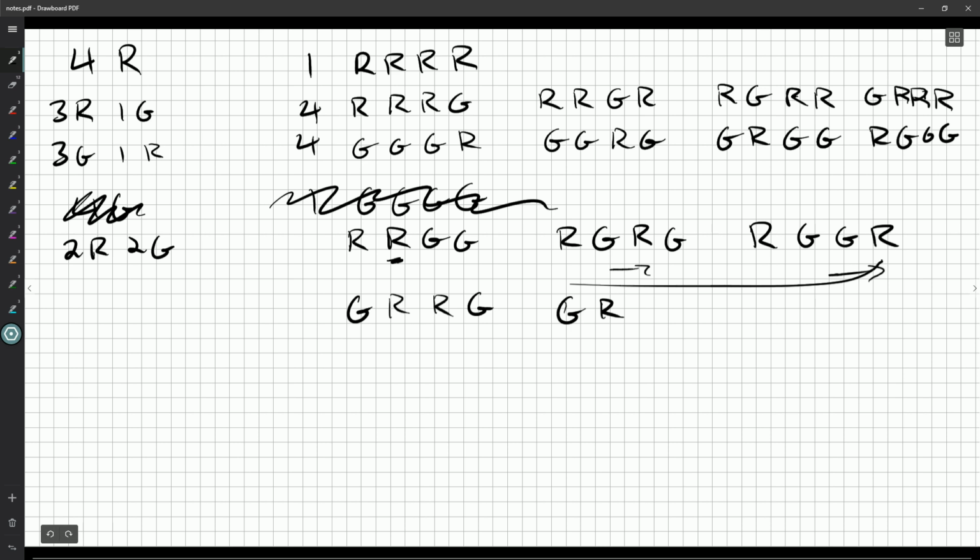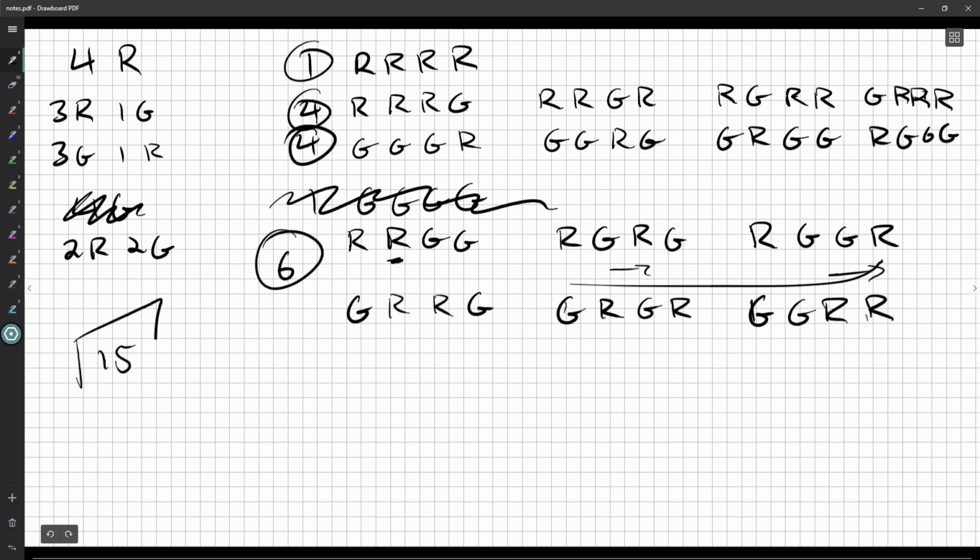And then I'm going to move the second red over as far as it'll go, and then when I run into problems there, I'll move the next red over by 1, and so on. And you can actually list out 6 different possibilities there. So 1 for all of them being red, 4 for the cases if you have reds and greens but not equal amounts, and then 6 for another, and that gives us a total of 15. 15 different ways to do it.